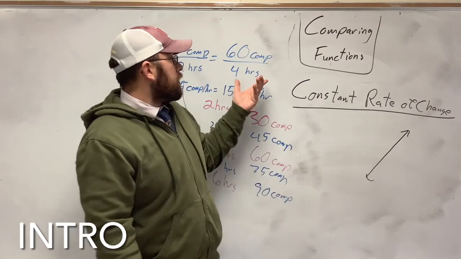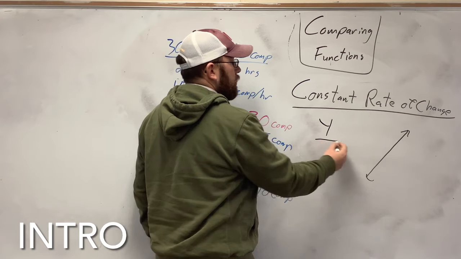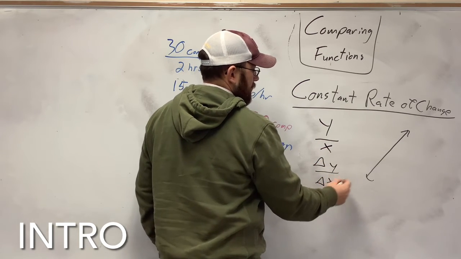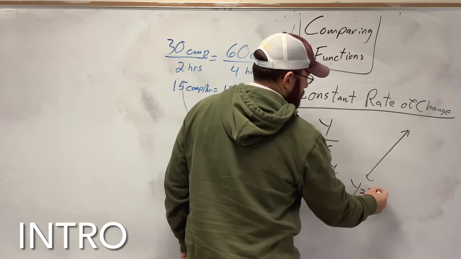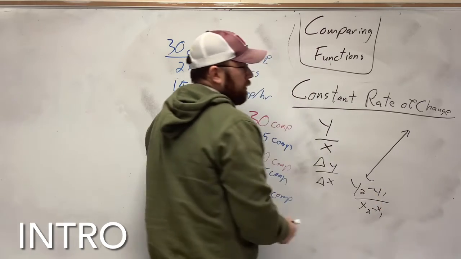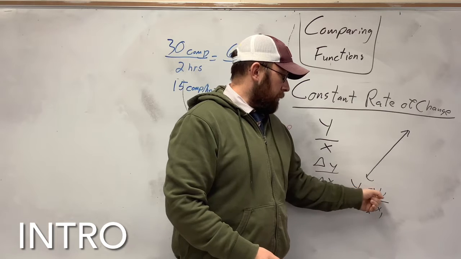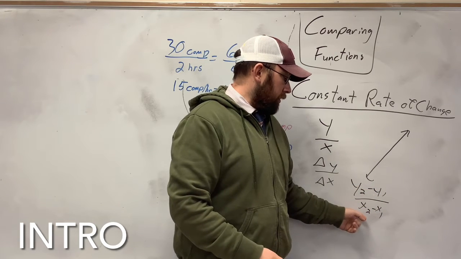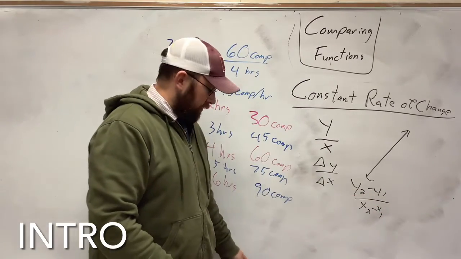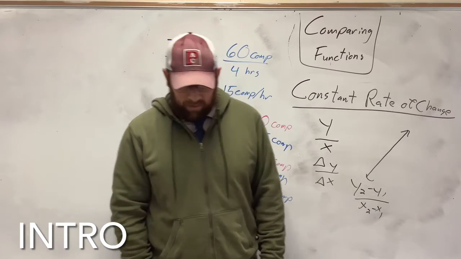It's a direct variation, and how it's written is your y over your x, or your change in y over your change in x, or as it's mostly seen, y2 minus y1 over x2 minus x1. What that means is your final y value minus your initial y value, over your final x value minus your initial x value. Just like the acceleration formula, if you've seen it already.